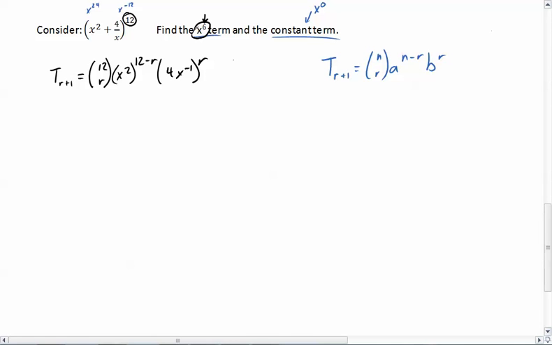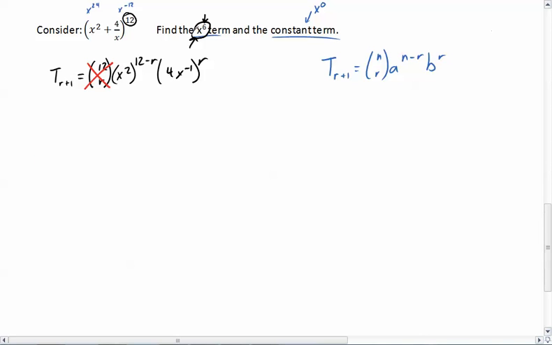Now, the only information I have right now is that I need x to the 6th power. So what I'm going to do is look at this and determine what needs to happen such that I can get x to the 6th power. Well, the first thing I do is I look at this and I see 12 choose r. That's just a constant, right? That's just a coefficient. That is not going to affect the power of the x. And so just for a minute, I'm going to ignore that. It's not helpful right now.